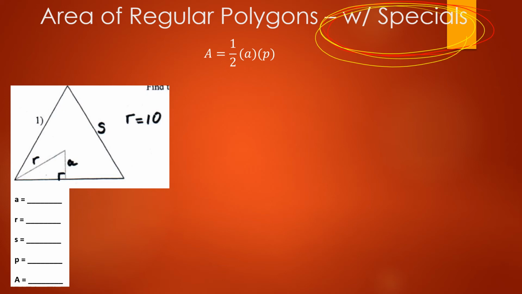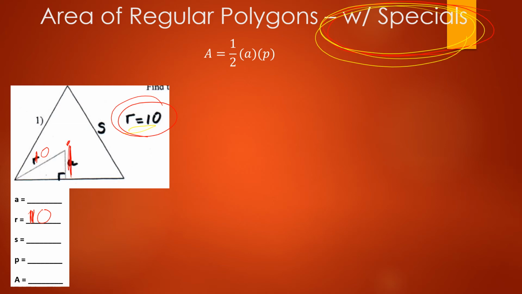So for this one, this is a regular triangle. So again, I know for this, I'm starting off with a radius of 10. So I'm going to fill that in. It's 10. And that means this is 10 here. In the triangle, this little shape inside here is a little off.